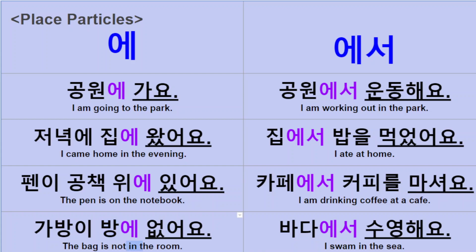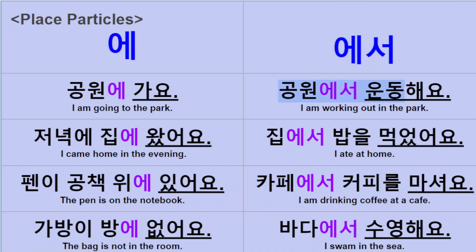So here in English, with the verb 있어요 or 없어요, the meaning is like "on" or "in". And next one, 에서. 에서, we put after the place where the action of the verb takes place.